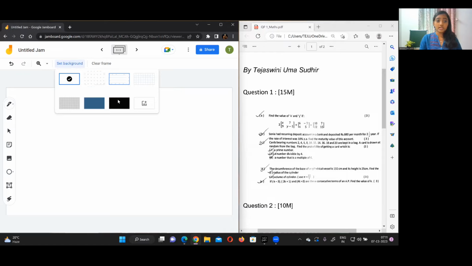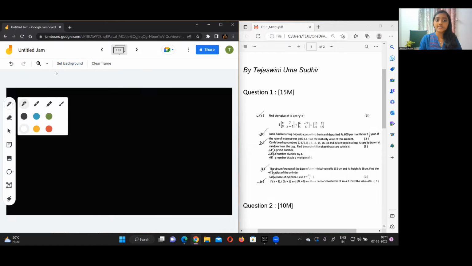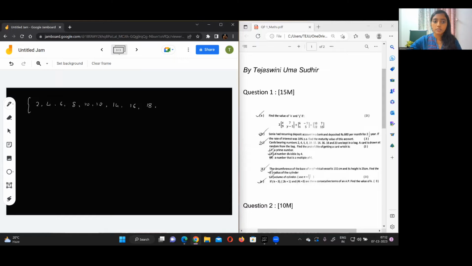The next question, you will know as soon as you see it that it is a probability based question. So they have given you cards bearing numbers from 2 to 20. Let's write that down. So you have your set as 2, 4, 6, 8, 10, 12, 14, 16, 18, 20. So your first bit is, they're asking you to find the probability of getting a card which is a prime number.